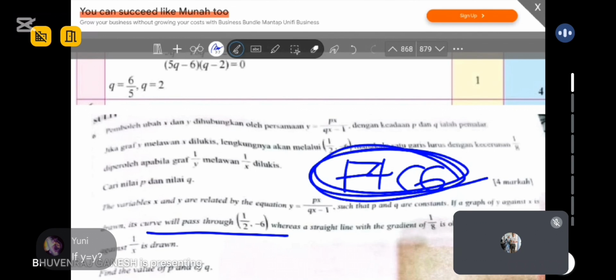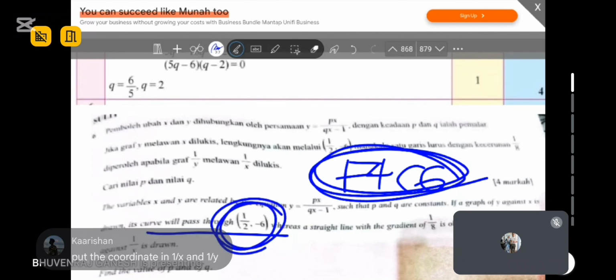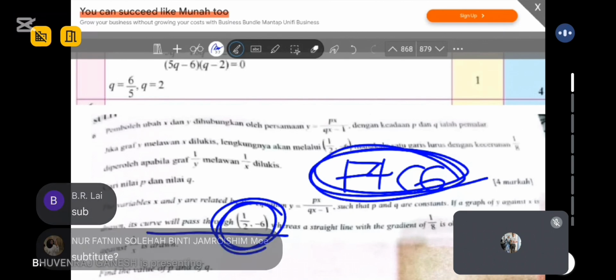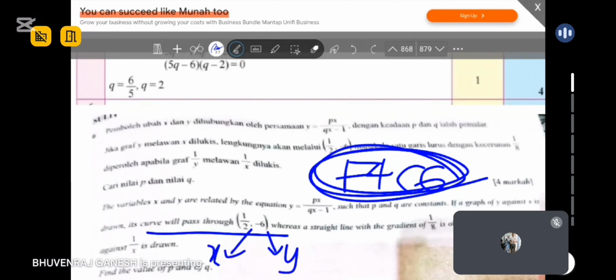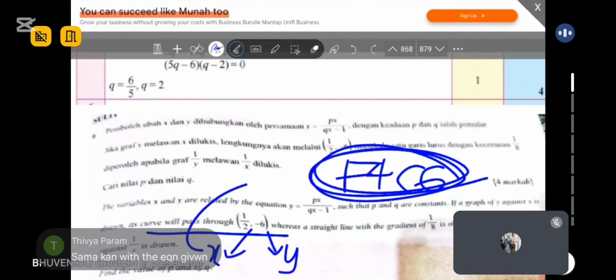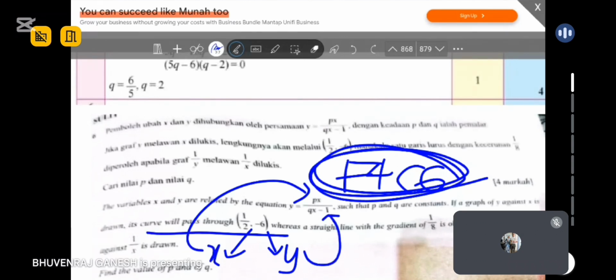So what you can do guys with this one? No. Guys, you must be careful. This is represent your x. This is represent your y. Correct guys. Substitute guys. Gantikan x sama dengan 1/2 dan y sama dengan -6 dalam persamaan ni. Just substitute the information.